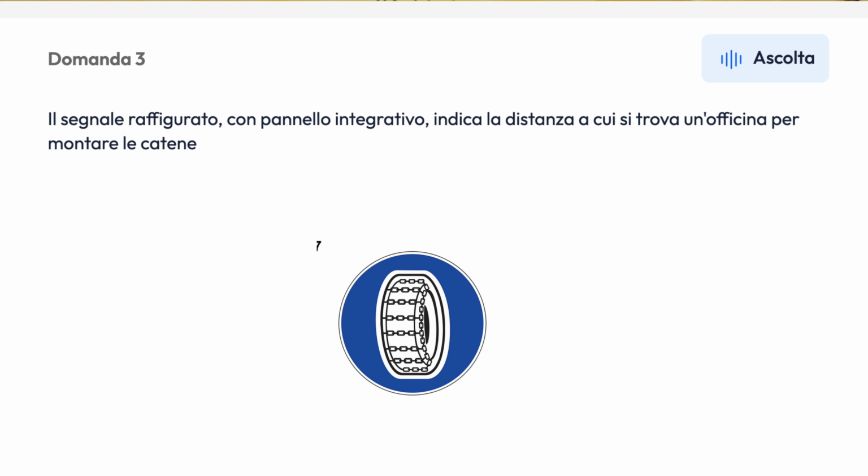Il segnale raffigurato con pannello integrativo indica la distanza a cui si trova un'officina per montare le catene. The question said this sign refers to the distance on how you can get to the office where they can fix catene or your tires, which is falso. This is a sign of catene obbligatorio, letting you know that for you to pass that part of the road, you need to either have catene on your tires or gomma invernale, which is the winter tires.